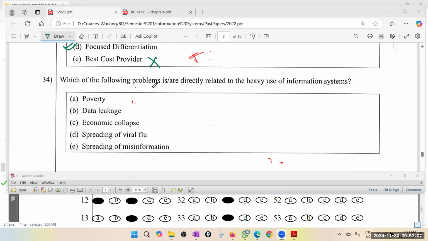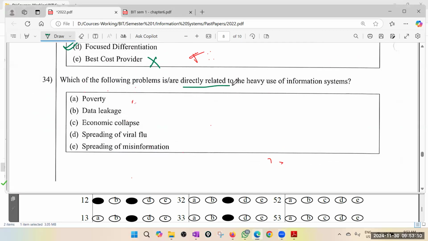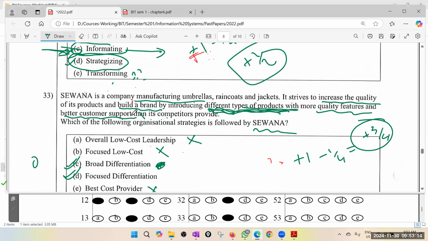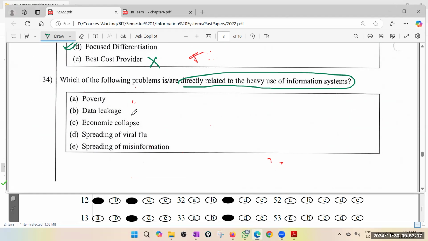34. Which of the following problems are directly related to the heavy use of information systems? Poverty. Of course, heavy use of information has nothing to do with poverty. Data leakages, sometimes yes. Economic collapse, of course not. Spreading of viral flu. Viral flu and information have no connection. Maybe spreading of misinformation.